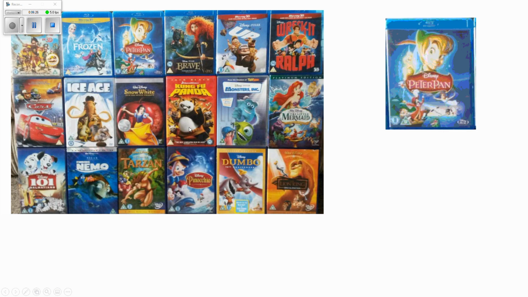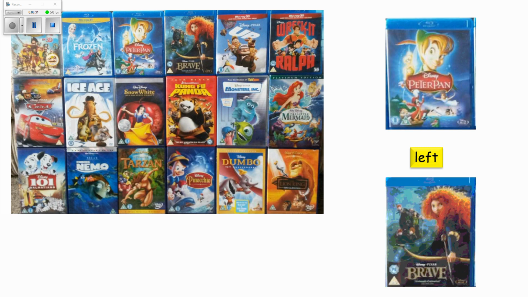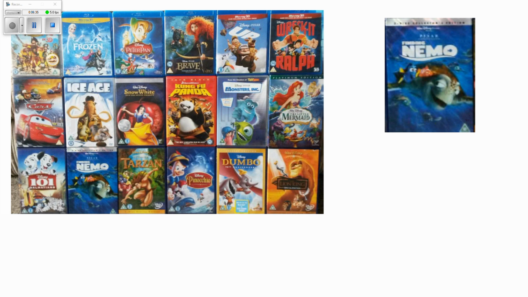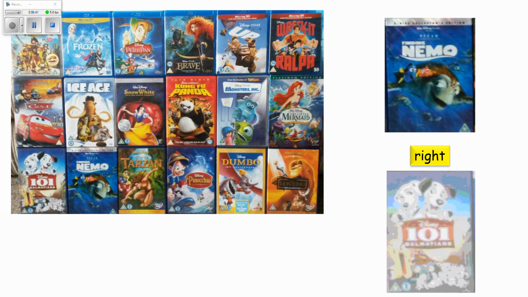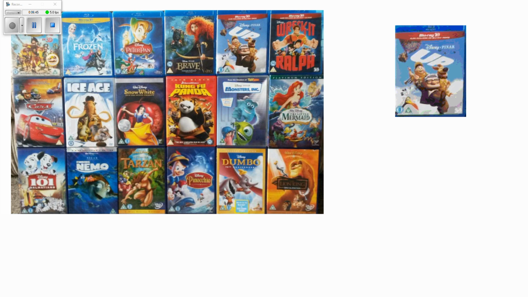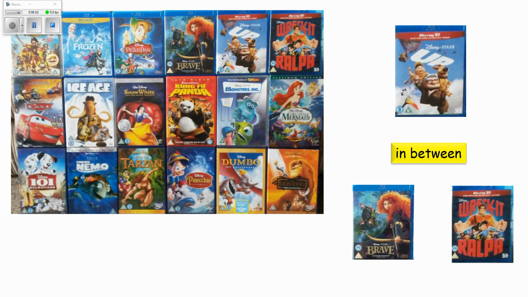So Peter Pan is to the left of Brave. Well done. Finding Nemo is to the right of 101 Dalmatians. Up is in between, oh, this is a tricky one, you're going to have to find 2 things this time, Brave and Wreck-It Ralph.